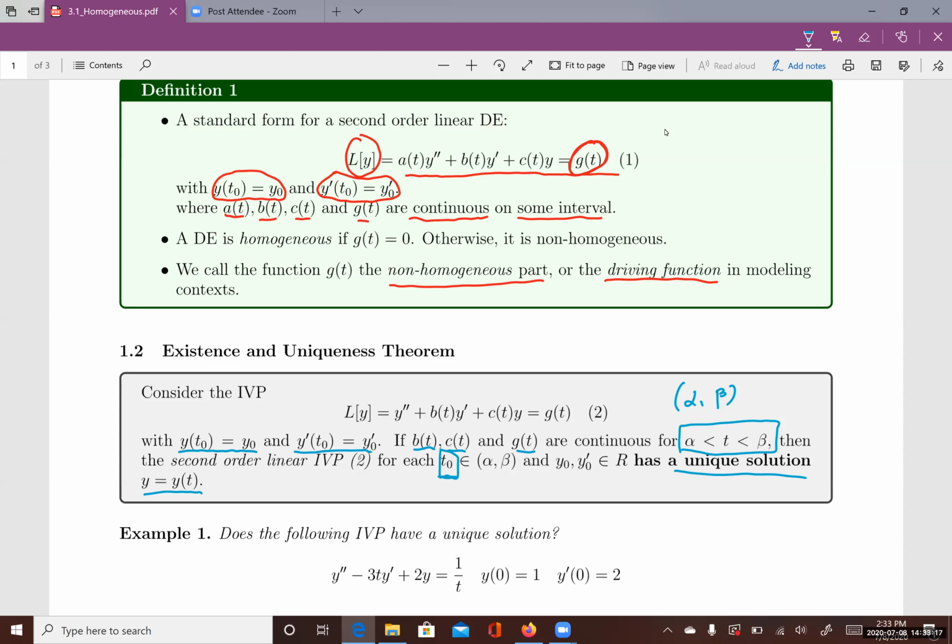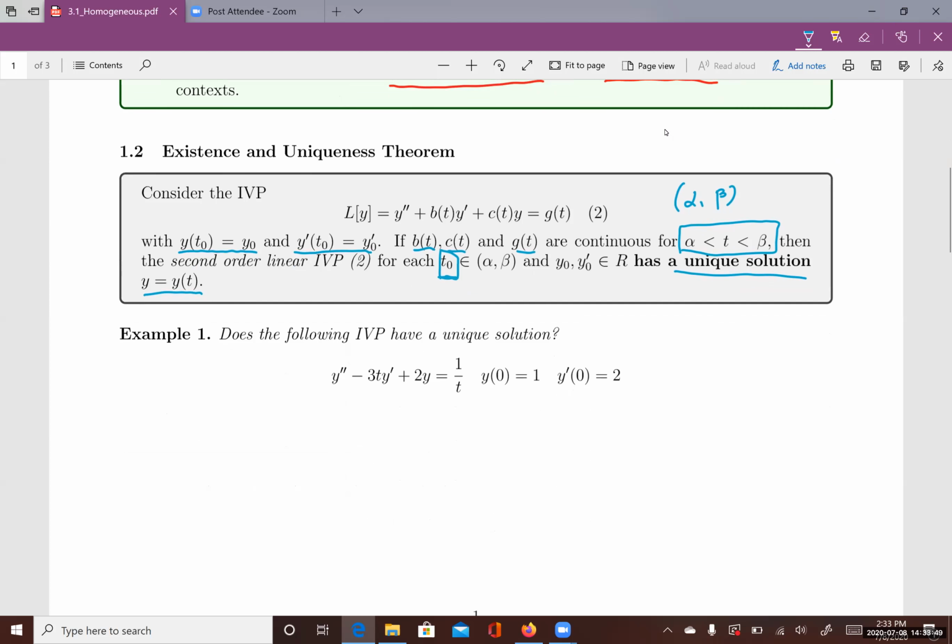Again, we look at b of t, c of t, and g of t, and find the intervals on which all of these functions are continuous. Then if t0, the initial value in terms of t, belongs to this interval, and y0 and y prime 0 are real numbers, then the IVP will have a unique solution.